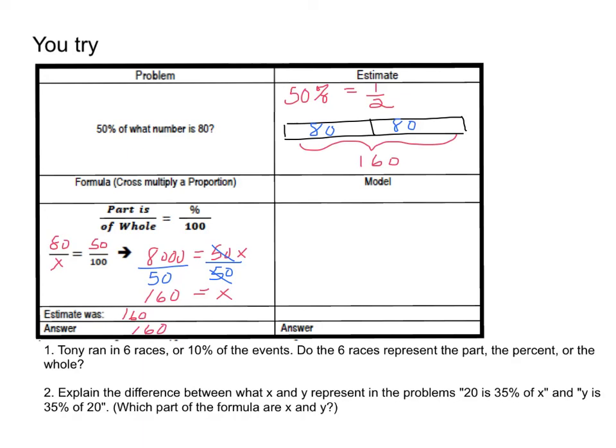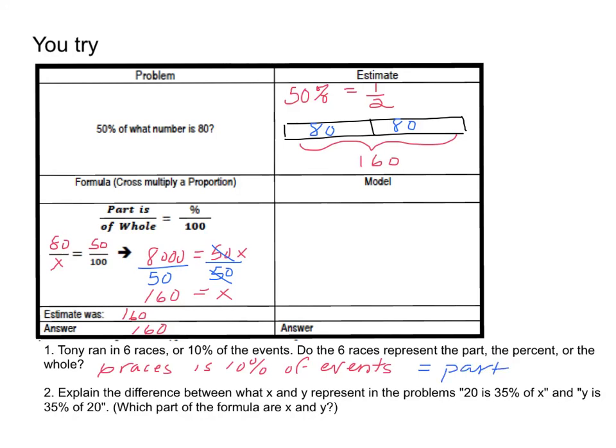Now there are 2 additional questions on the bottom here, number 1 and 2. Please pause the video, answer them, and then hit play again, and the answers will appear. Okay, the first question says Tony ran in 6 races, or 10% of the events. Do the 6 races represent the part, the percent, or the whole? Well, we're saying that 6 races is 10% of the events. So is part. So we are saying that is the part.